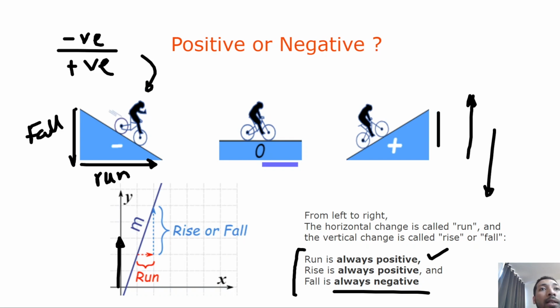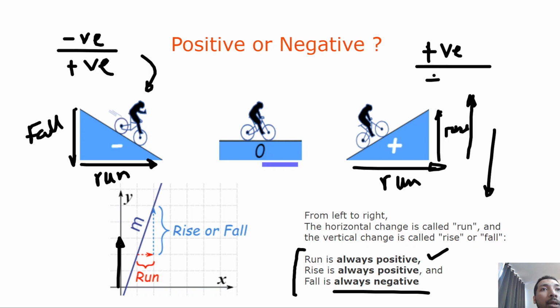Over here, this is the rise. As we are going from left to the right, this rise over run, we have rise as positive over run as positive, so we get a positive value.